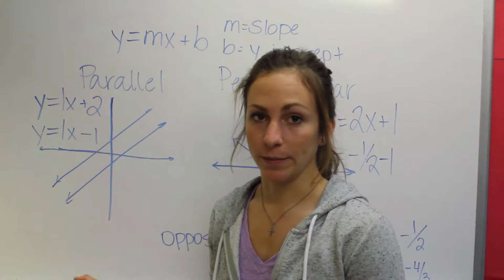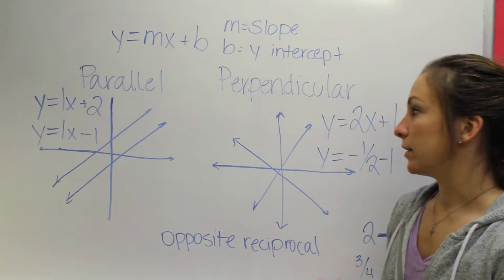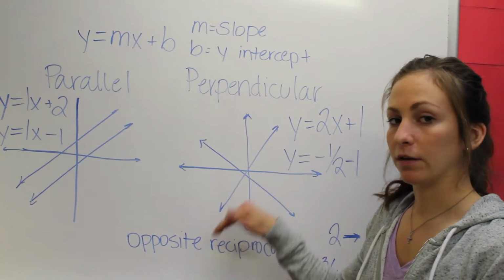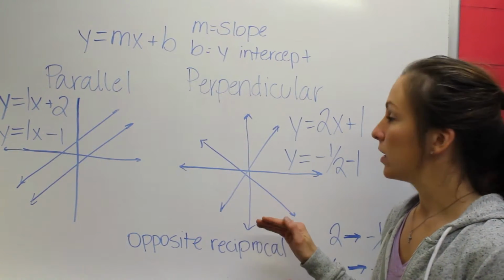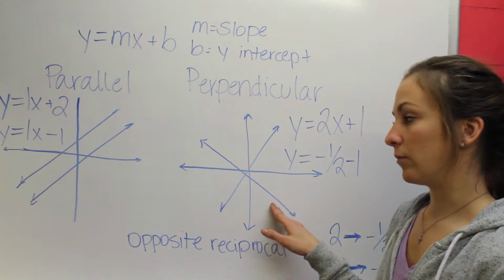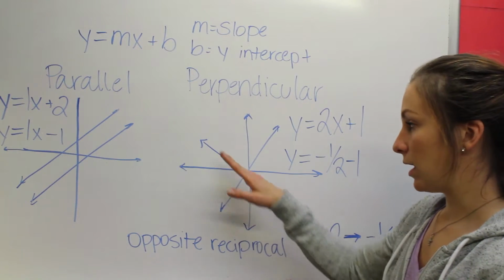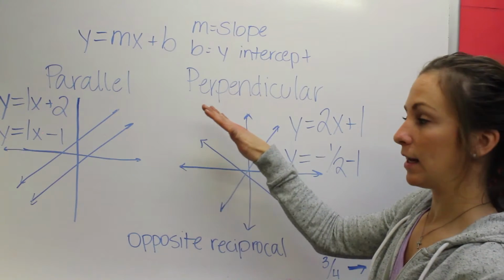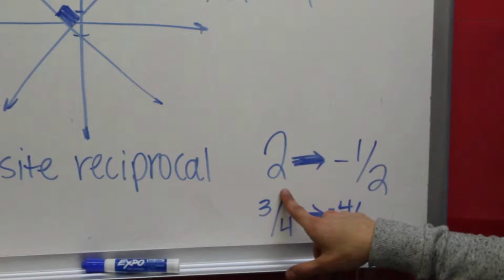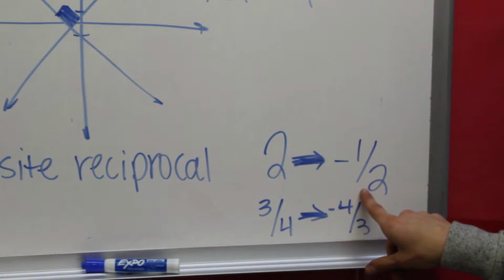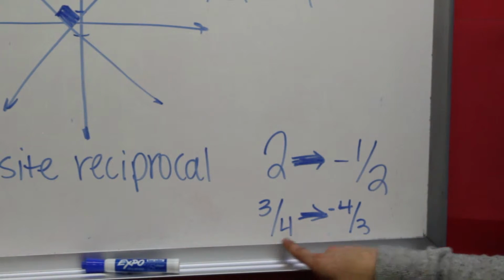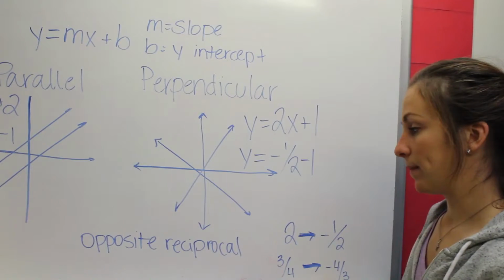It's a little different for perpendicular lines. Perpendicular lines use what is called an opposite reciprocal in their slope. Because perpendicular lines meet at a 90-degree angle, to calculate the slope of perpendicular lines, we'll use the opposite. Instead of negative, it'll be positive, or instead of positive, it'll be negative, and we'll reciprocate that. Instead of 2, we're going to use negative 1/2, or instead of 3/4, we're going to use negative 4/3.